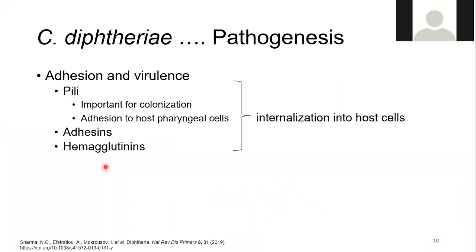In terms of pathogenesis, we have adhesion. So the bacteria has to attach to be able to be internalized into host cells and cause disease. And this is mainly through the presence of pili, which are important for colonization. So it colonizes the nasopharynx, and that may be one of the sources of infection. But there's also adhesion to host pharyngeal cells, and that then leads to internalization. We have adhesins, and we also have hemagglutinins, which I'll not focus on. But the main virulence factor is the toxin.